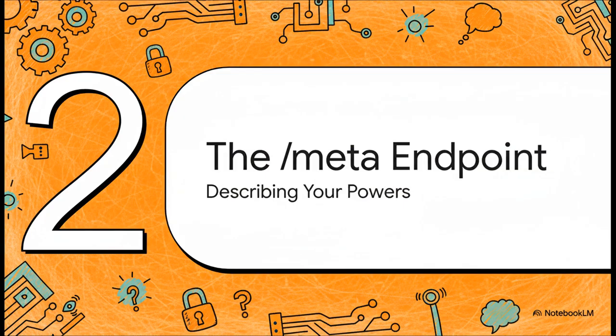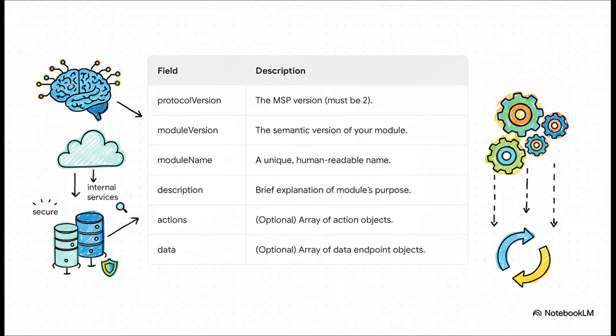So let's start with the most important one, the /meta endpoint. You should think of this as the instruction manual for your service. It's what the AI reads to understand exactly what it's capable of. So when SynthGrid calls /meta, it's expecting a JSON response that looks like this. You tell it the protocol version you're using, you give your module a name and a nice description, and then, this is the most important part, you provide these arrays listing all the actions it can perform and any data endpoints it serves. This is literally how your service introduces itself to the AI.